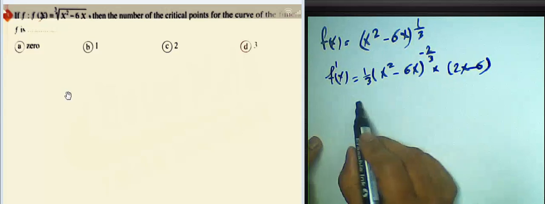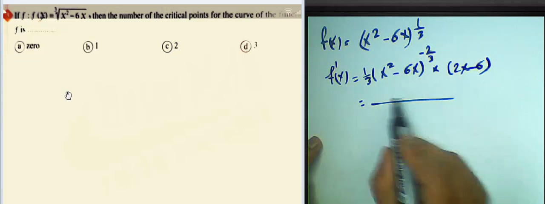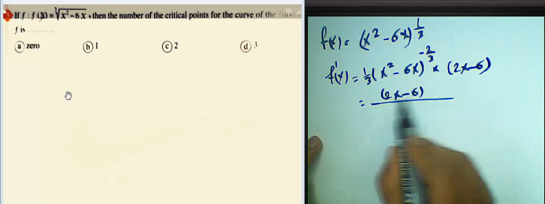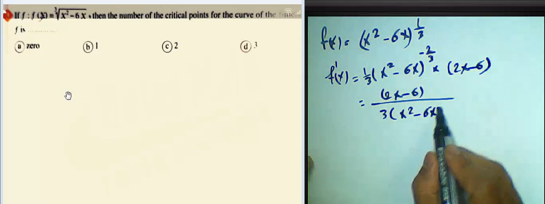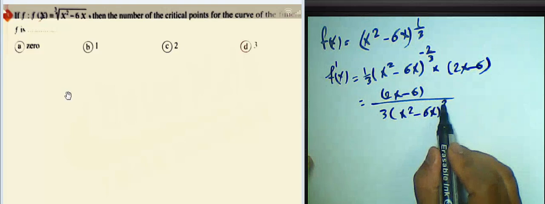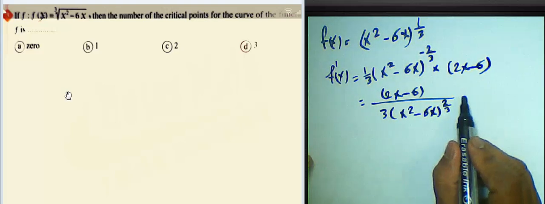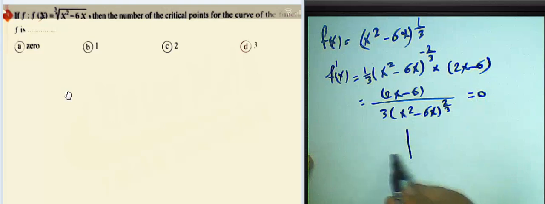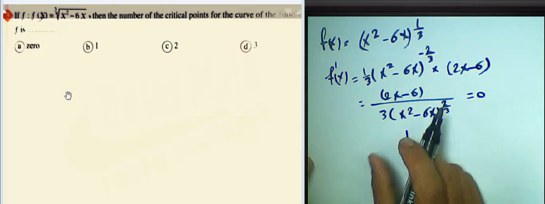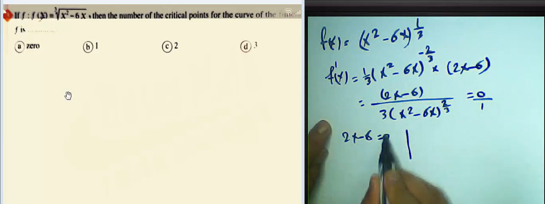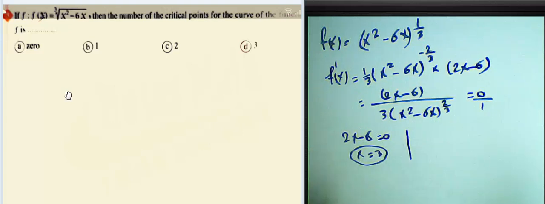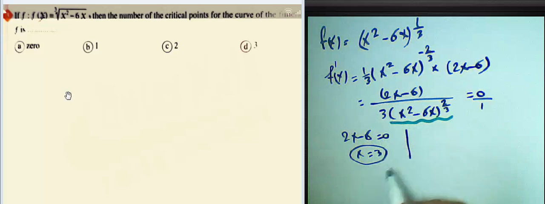And then we can write this function in simplest form. Write 2x minus 6 in the numerator and 3 multiplied by x squared minus 6x all to the power 2 over 3 in the denominator. It means the cubic root of this function, all squared. If the numerator equals 0, the result will be 2x minus 6 equals 0, then x will be equal to 3. And we know the denominator here, we can find the critical number from the denominator by putting the denominator equal 0.